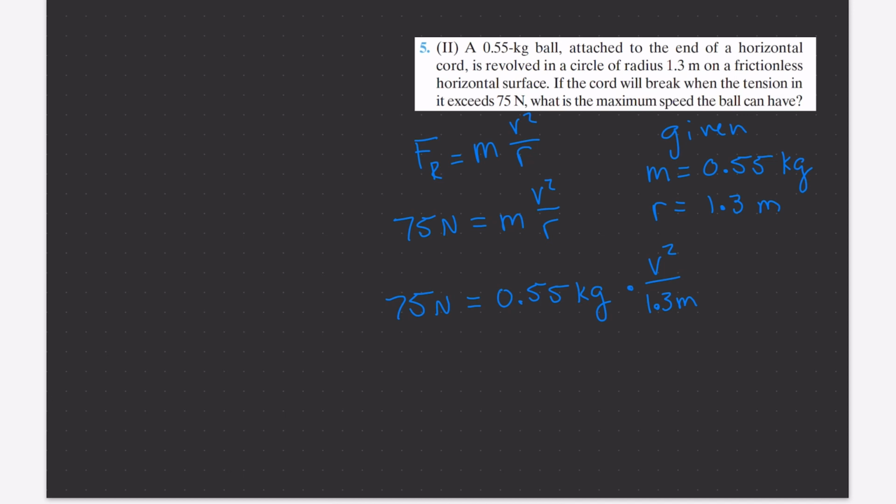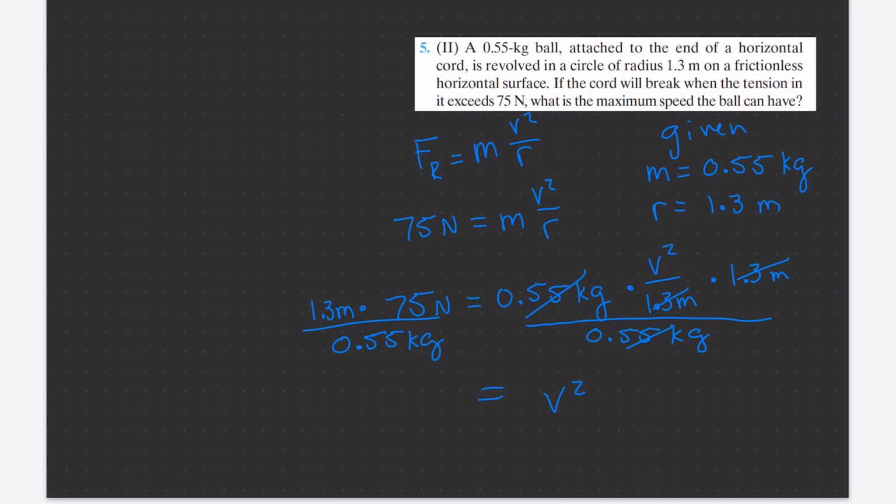All I have to do now is solve for v, and there are a couple of different ways I can do that. I'm going to start off with some simple algebra. I'm going to multiply both sides by 1.3 meters, and then divide both sides by 0.55 kg. On the right side of my equation, I can cancel out my 0.55 kg and my 1.3 meters, leaving me with just v squared.